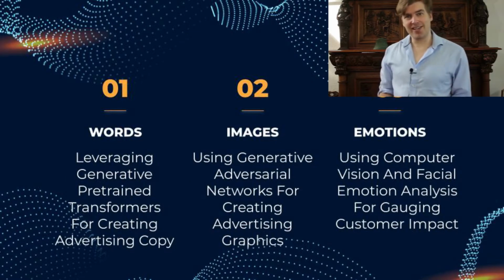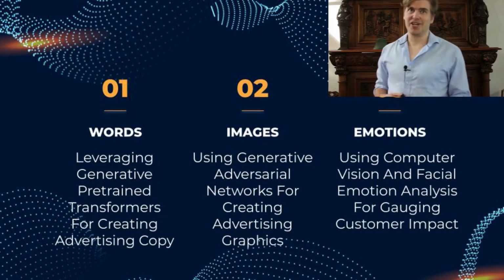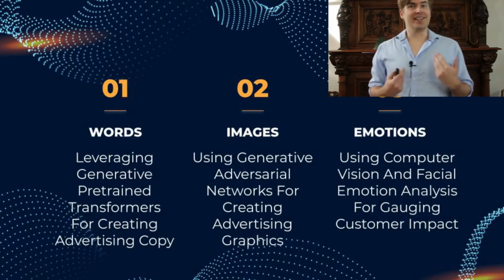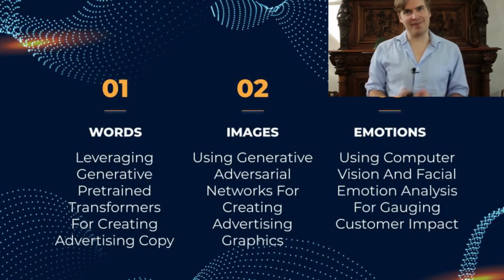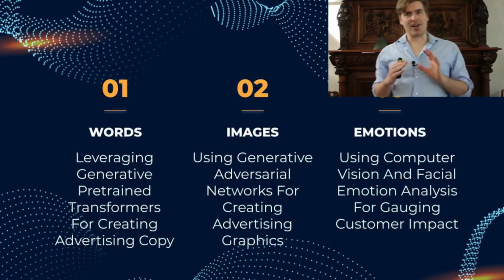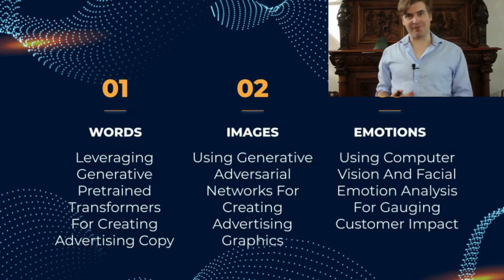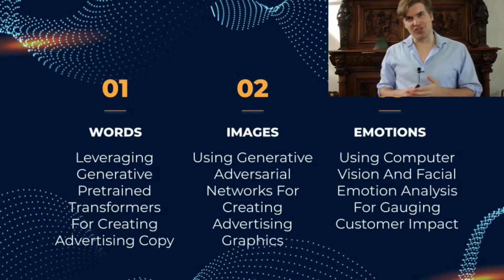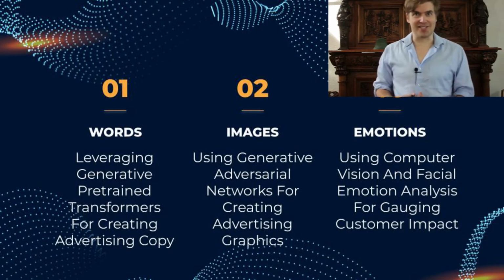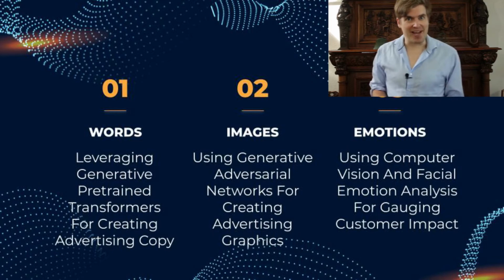Okay, so we're going to divide this talk into three different parts. We're going to talk about words, leveraging generative pre-trained transformers for creating advertising copy. Then we're going to talk about using generative adversarial networks for creating advertising graphics. And then finally, we're going to talk about emotions, using computer vision and facial emotion analysis for gauging customer impact.